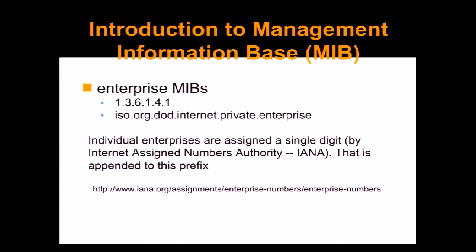And this is a number that is assigned to every vendor who wants to create his own custom MIB for his product. And that may be for a product. I've also seen it associated down to chipsets and stuff like that. So that's what we're interested in, 1.3.6.1.4.1, which is the private enterprise MIB. These numbers are actually assigned by the Internet Assigned Numbering Authority, IANA.